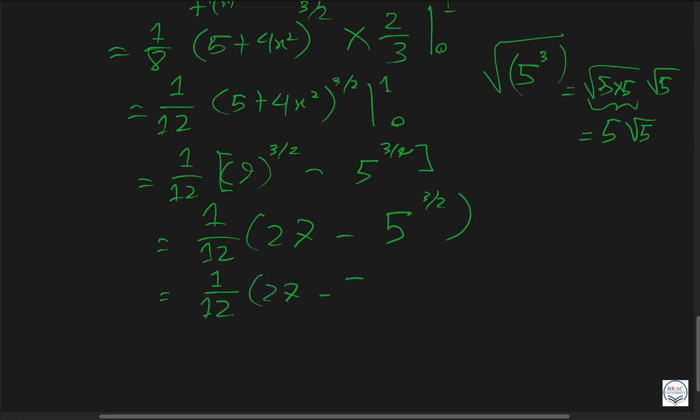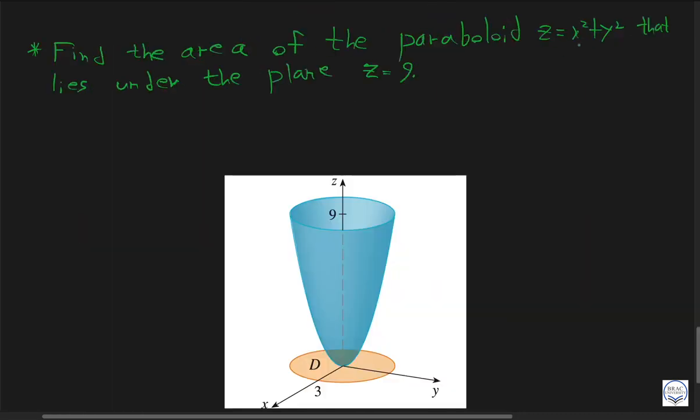Now let's find the area of the paraboloid z equals x squared plus y squared that lies under the plane z equals 9. So let's first draw z equals x squared plus y squared. So this is my paraboloid.